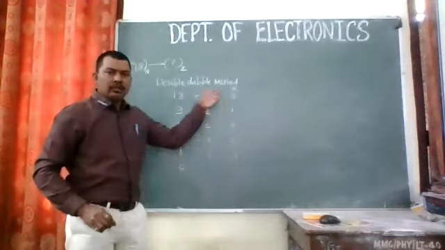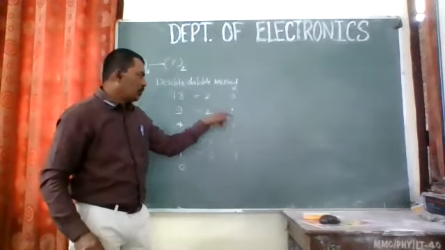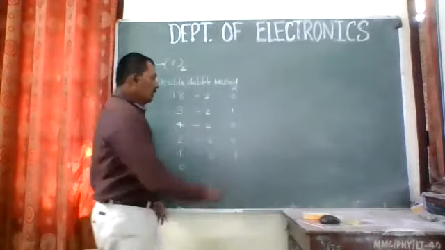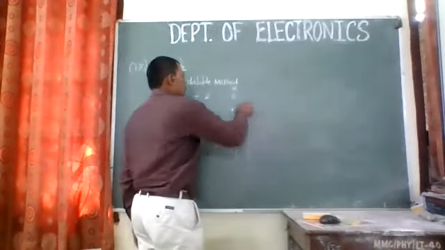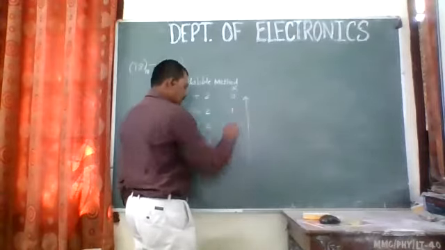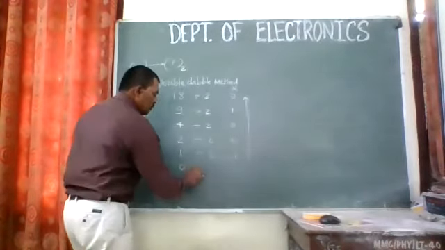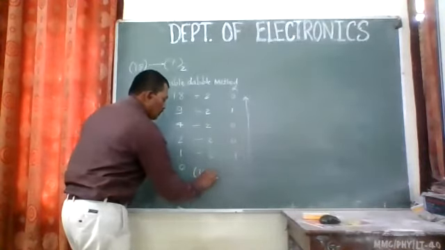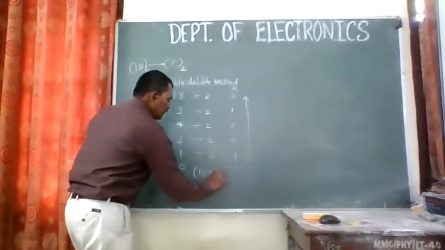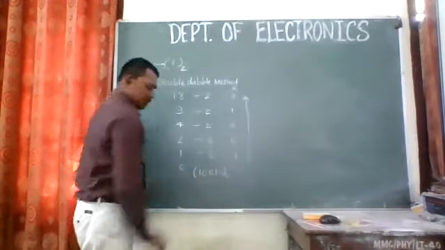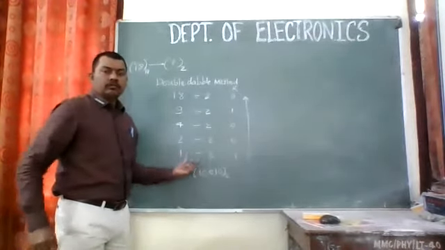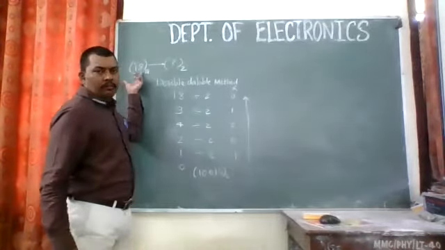So these are the remainders that we have stored: 0, 1, 0, 0, 1. Now write this in the reverse fashion. When we write like this, we have the number 1, 0, 0, 1, 0 in binary. So this is the binary equivalent of the number 18.